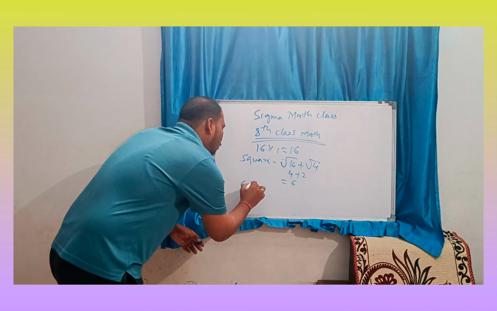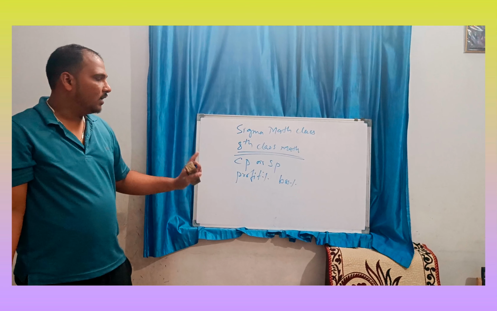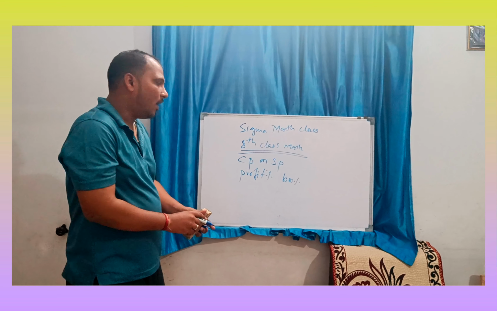Next in multiple choice, CP or SP, or profit percent or loss percent. This type is asked from the comparing quantities chapter, which you already know. Comparing SP and CP, or percentage, or profit or loss percentage. 1 question is asked in multiple choice.